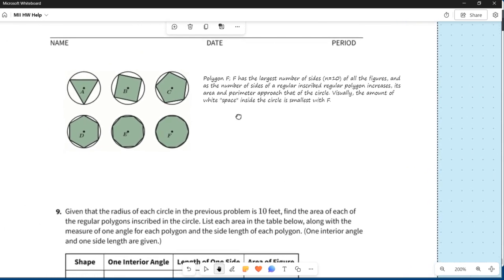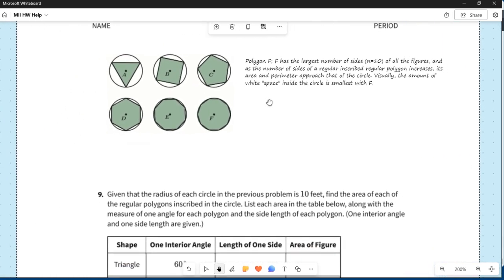But anyway, our answer for 8 is polygon F, basically just simply because it has the largest number of sides, and so it's really starting to approach the circle, which you can see visually in this picture.